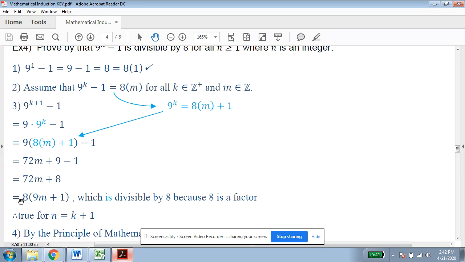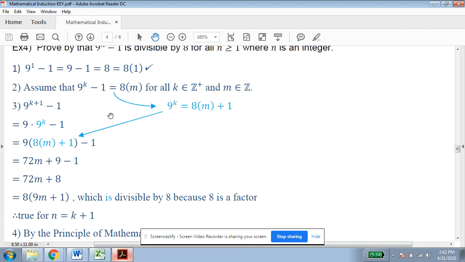So because I could factor an 8 out, and I'm left with all of these, remember m was a whole number, right? Times 9 is still a whole number, plus 1 is still a whole number. So I have factored an 8 out, and I have a whole number remaining. So this is divisible by 8, because 8 is a factor of that, which means that my original statement is true when n equals k plus 1.